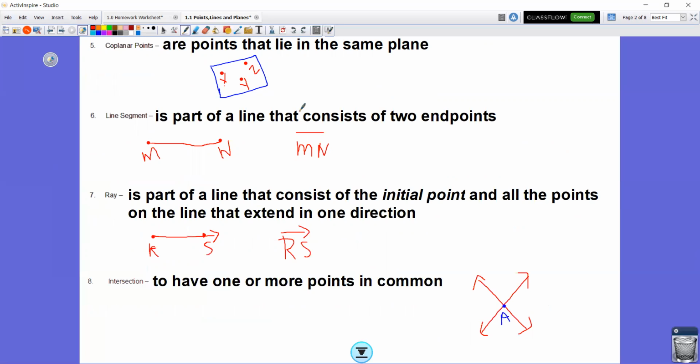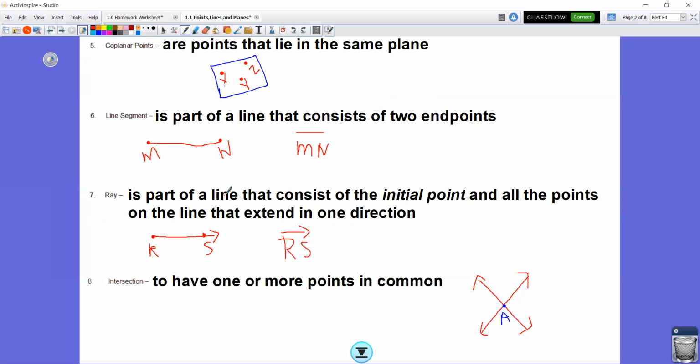A line segment is part of a line that consists of 2 endpoints. Here are my endpoints M and N. When I represent this segment, I write those 2 letters down and put a dash over top of them to say that it's a line segment. There are no arrows on a line segment.